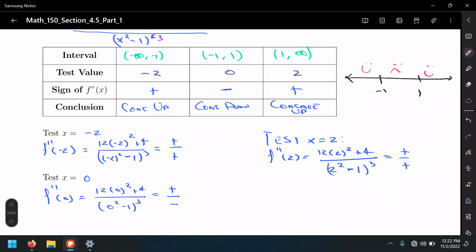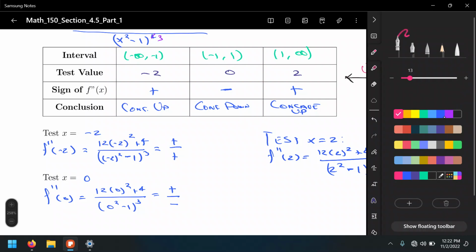So our second derivative test tells us that there should be an inflection point at x equals negative 1. And it tells us that there should be an inflection point at x equals 1, because there's also a change from concave down to concave up. However, yes, that checks with the second derivative test, but aren't these numbers, negative 1 and positive 1, not in the domain of the original function?